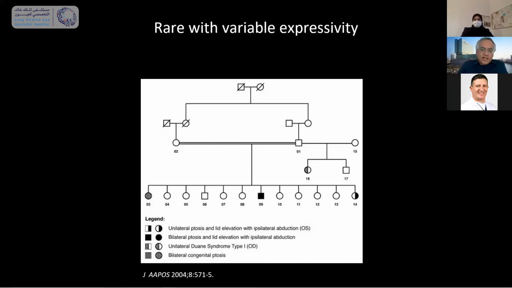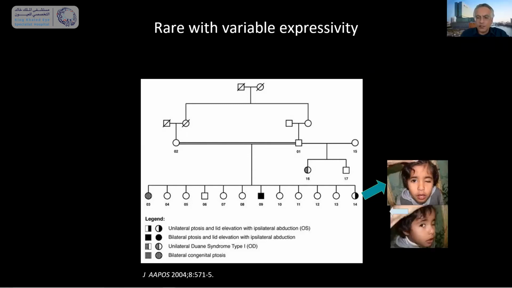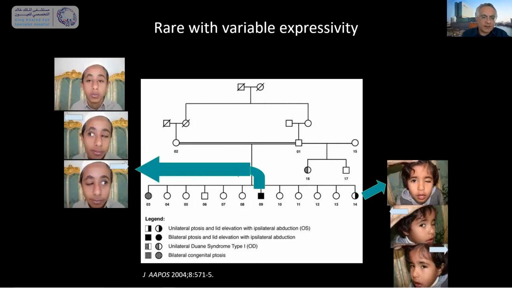Now, take a look at this family, and this is something relevant to all of us, and sometimes we don't have the time to look into it, but the only way we're going to understand more about these things is if we pay attention. This girl has ptosis, okay? But not only does she have ptosis, when she abducts, the ptosis resolves. She has an abnormal synkinesis between the 6th nerve nucleus and the levator. Her brother has the same thing bilaterally though, congenital ptosis with lid elevation with ipsilateral abduction.